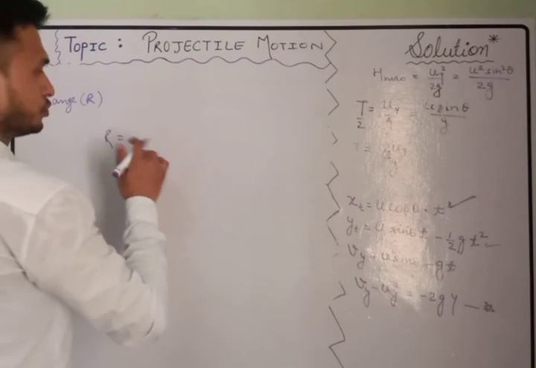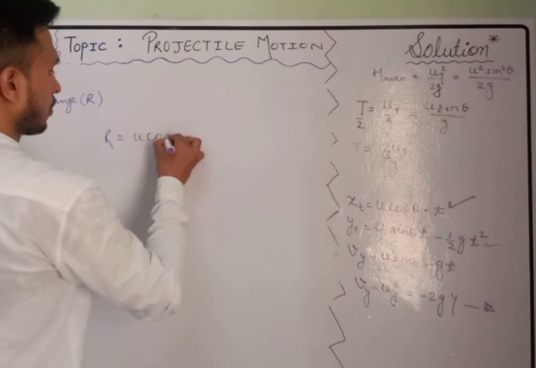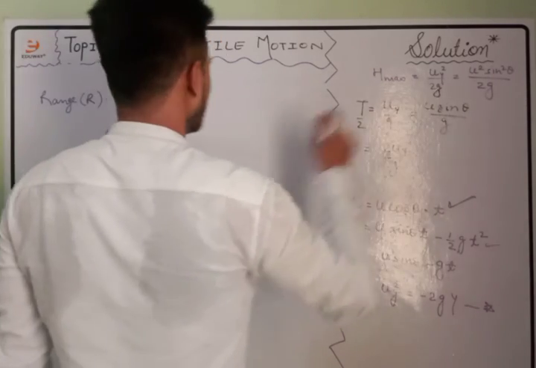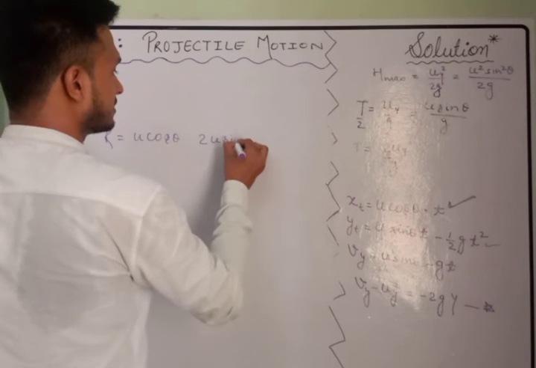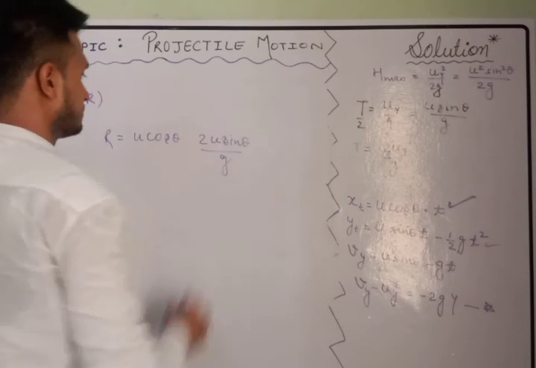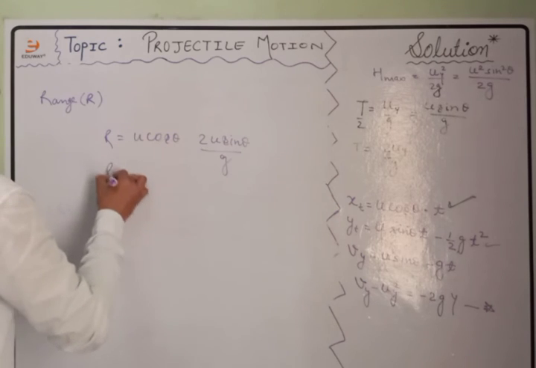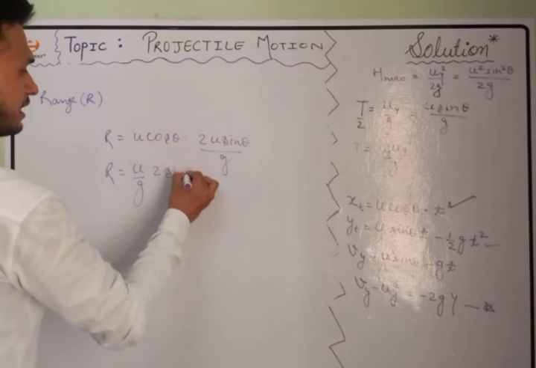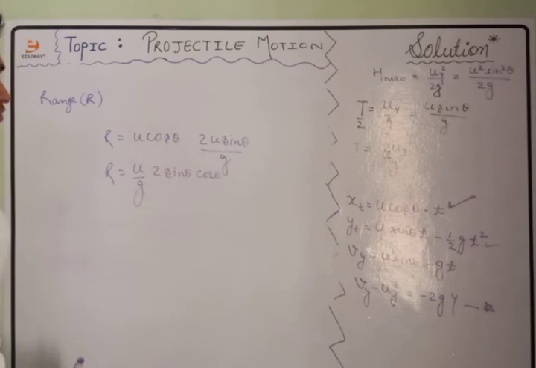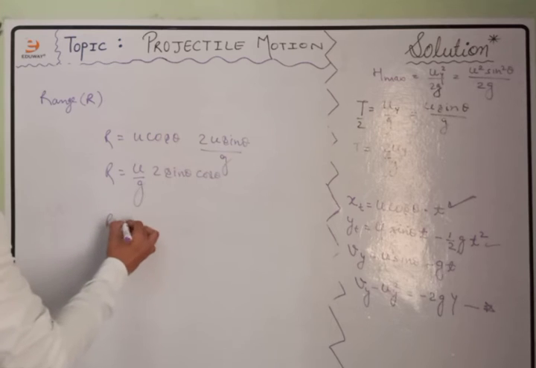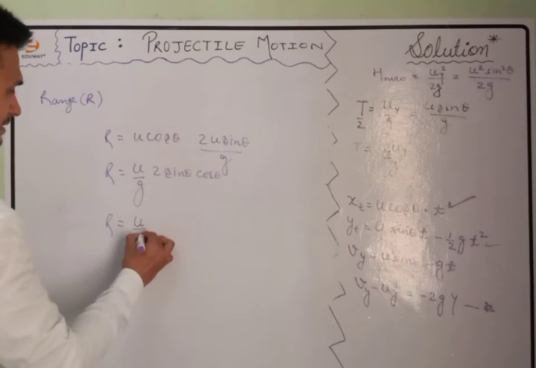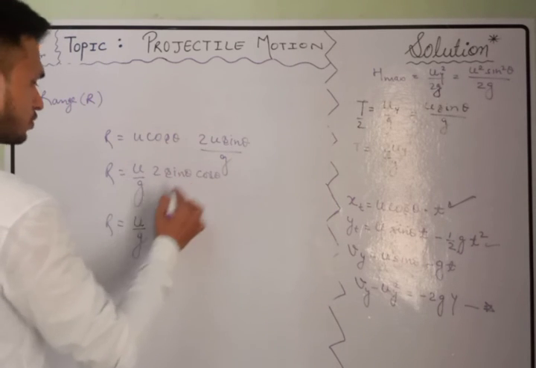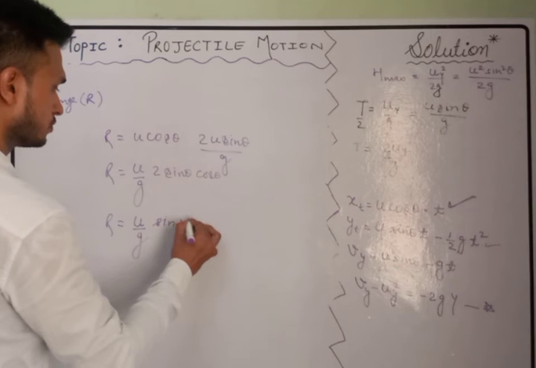R equals u cos theta into t. And what is t? t is the time period, and the value of time period is 2u sin theta by g. So I can write R equals u by g into 2 sin theta cos theta. And by using the formula of trigonometry, I can write R equals u by g and then 2 sin theta cos theta is sin 2 theta.